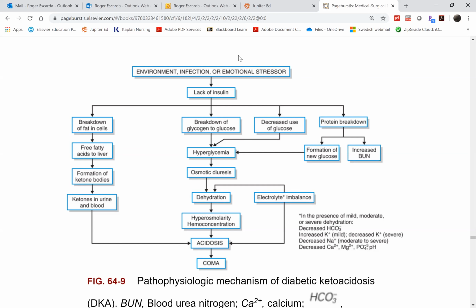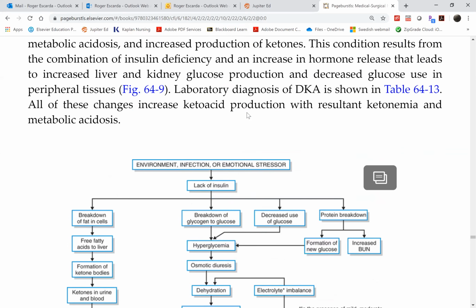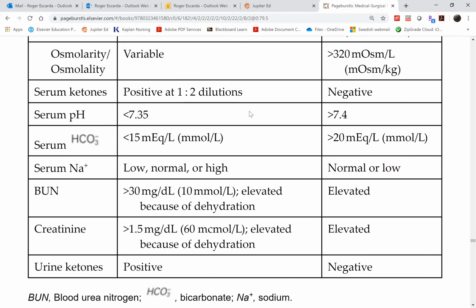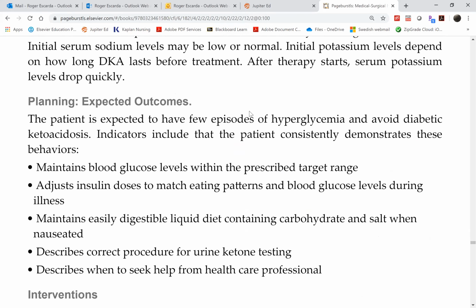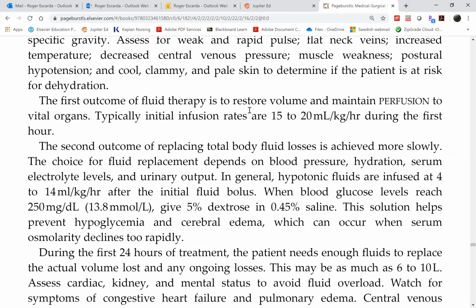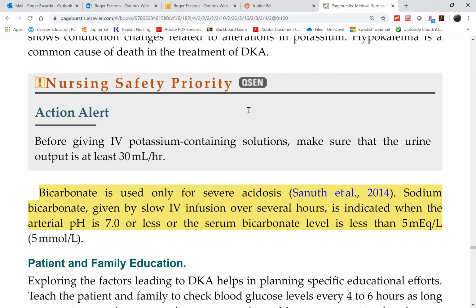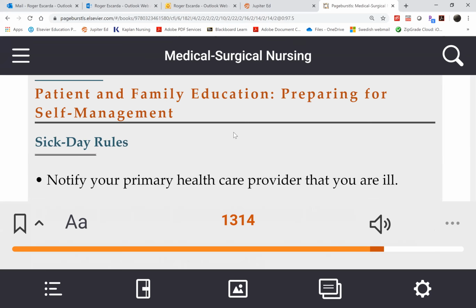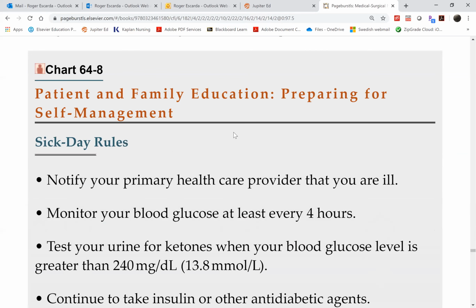Now, let's go to the prevention first before we discuss the differences as well as the pathophysiology. So it's covered under chart 64-8, page 1314. We'll just call them sick day rules, where we don't have to be literally sick. Okay, you can also change this to if you are under stress.